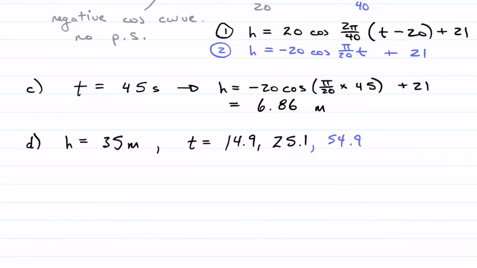So I just have to add the period, which is 40 seconds, onto each of these answers to get answers on the next cycle, and you can just keep on going forever. So 14.9 plus 40 is 54.9, 25.1 plus 40 is 65.1. If you need more solutions, just add 40 to those two answers.